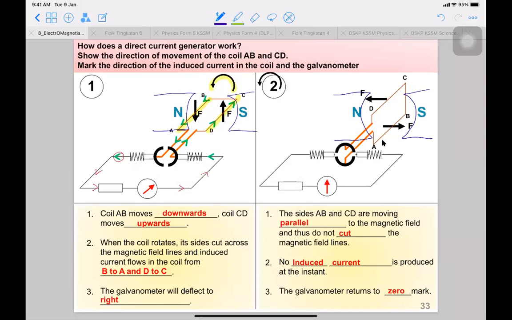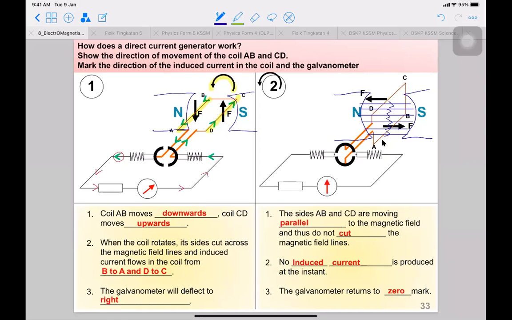So now the magnetic flux can go through the coil without being cut. There is no cutting of magnetic flux, so there will not be any induced current produced. So the galvanometer will return to the center, which is 0.